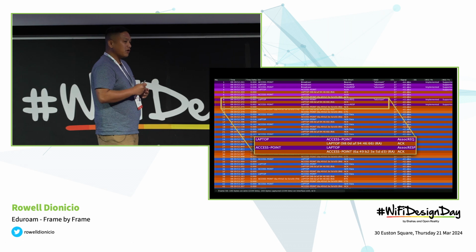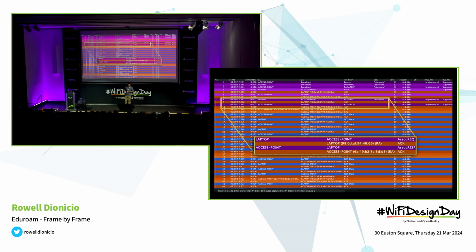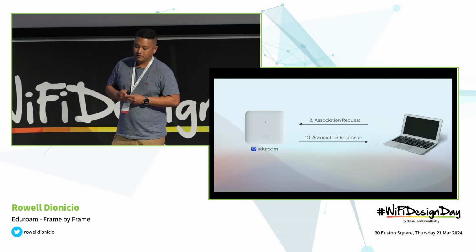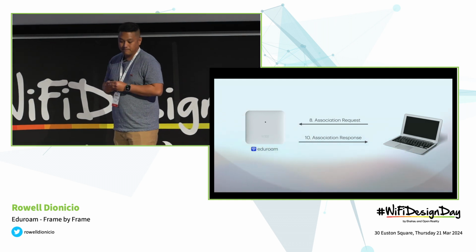And so then we move on to the association. Got the association request from the laptop, and then the response from the access point. And then they'll agree on the parameters, right? If you've got a device that doesn't support some of these parameters, they won't be able to go any further from this. And so those are frame 8 and frame 10. That's what those numbers are in the beginning there.